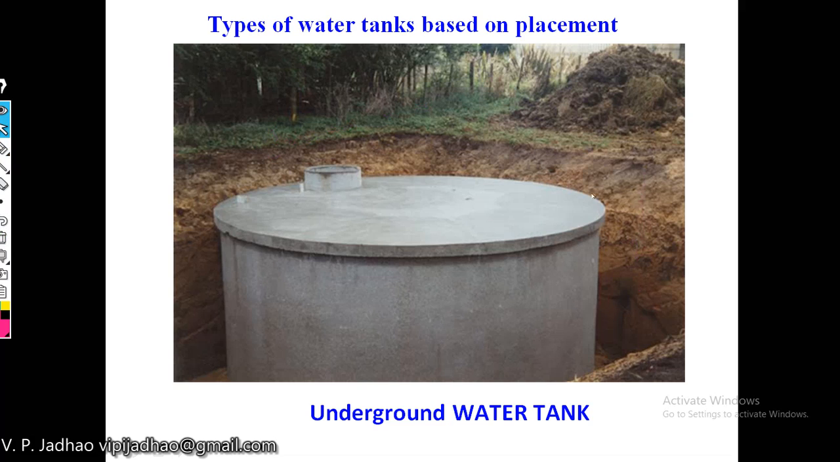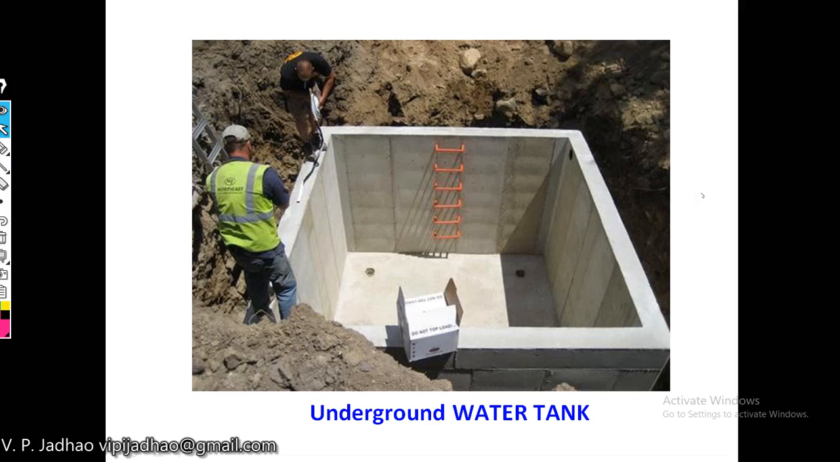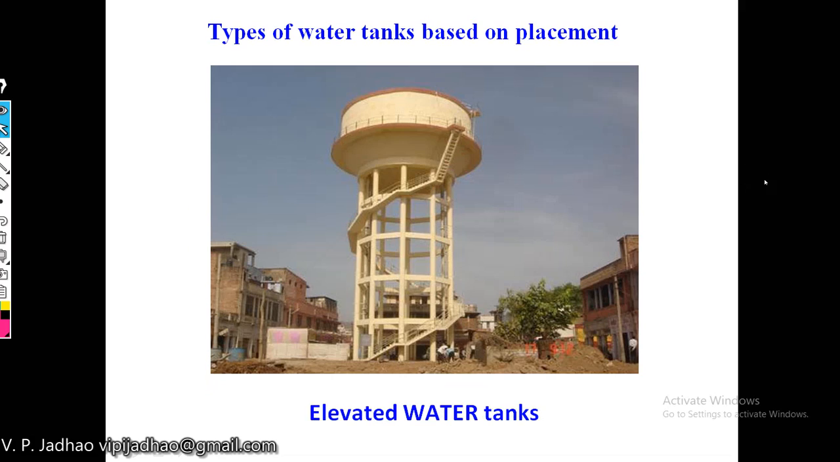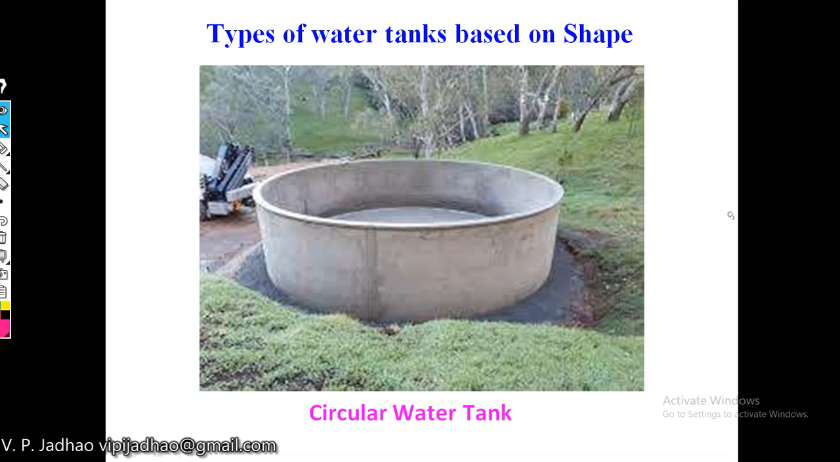Again here, it is an example of an underground water tank. This is an elevated water storage tank. This type of water storage tank is used for distribution systems. That is, water will be lifted to this water tank and then it will be distributed to the households.